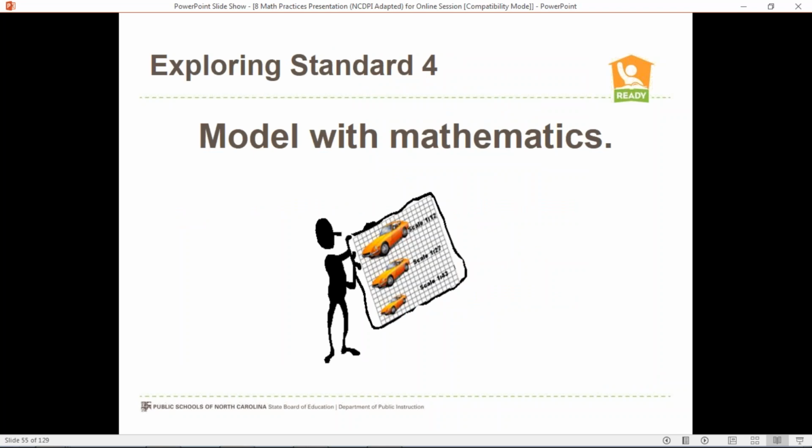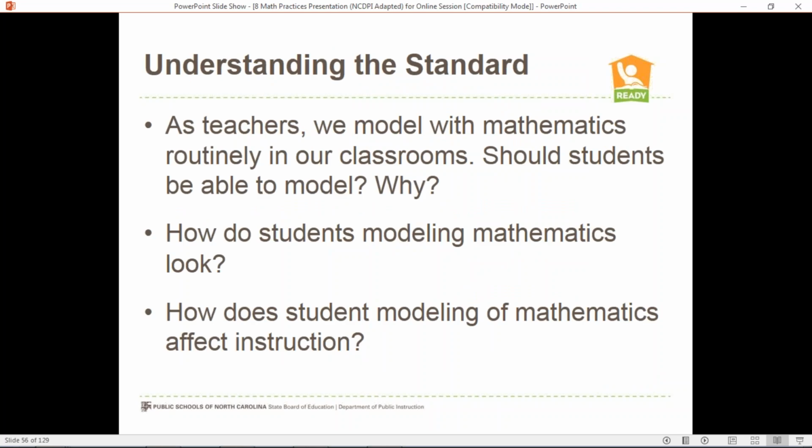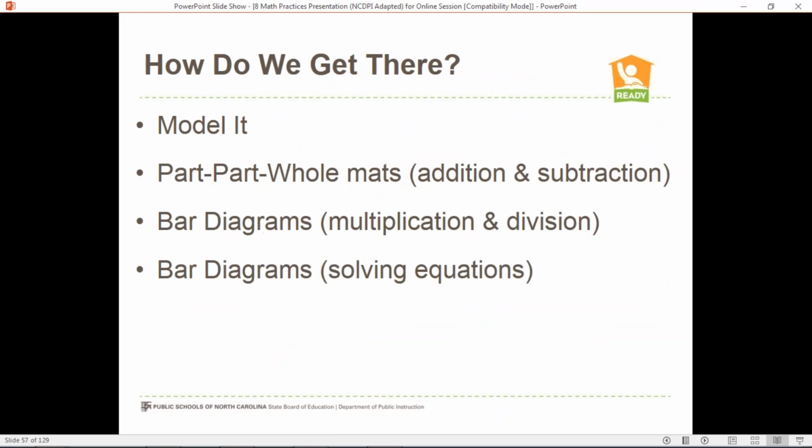And that brings us up to standard 4, right, which is to model with mathematics. So what does it mean to model with mathematics? Well, is this just a teacher task, right? Is modeling with the math something that I have to do as a teacher, or is that something that I'm going to expect my students to do as well? And then what does that look like for students? And ultimately, how does that affect me as a teacher?